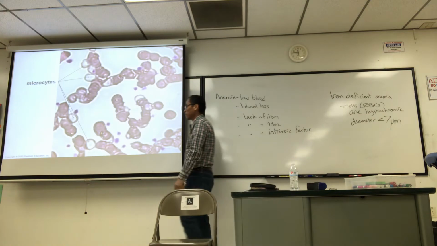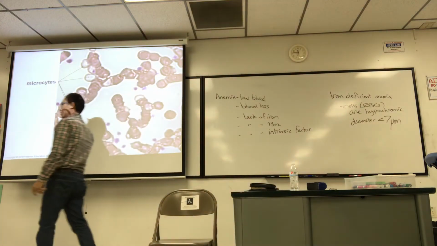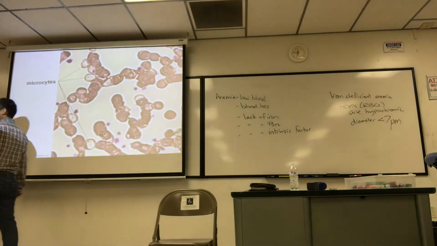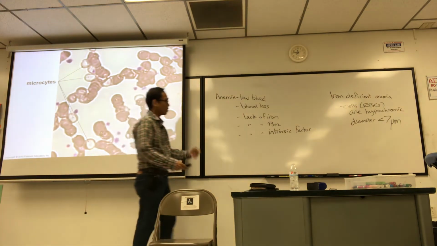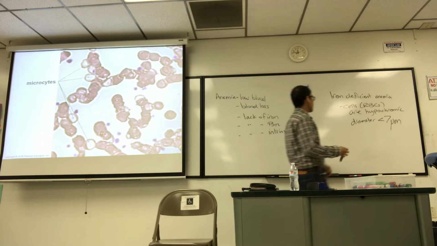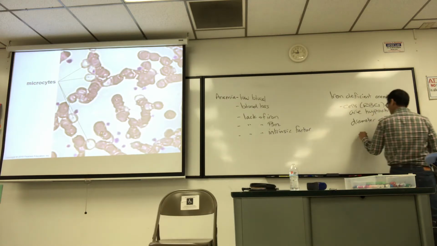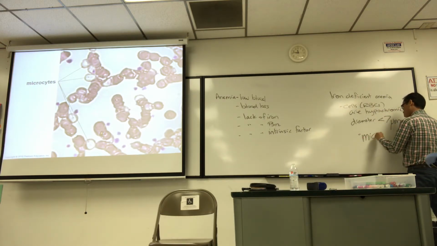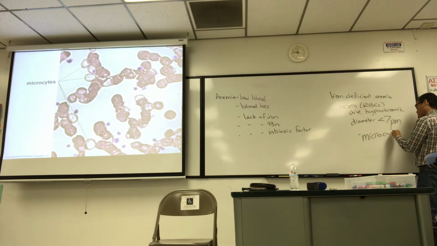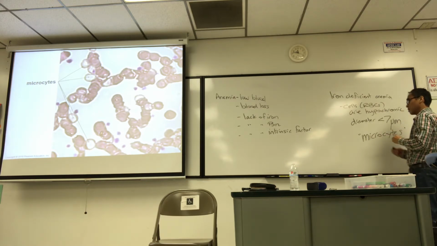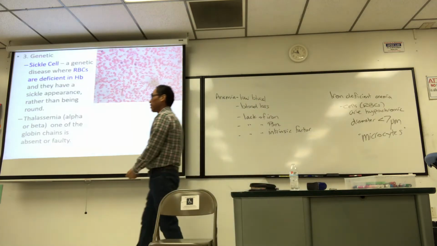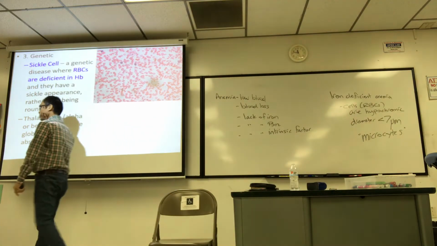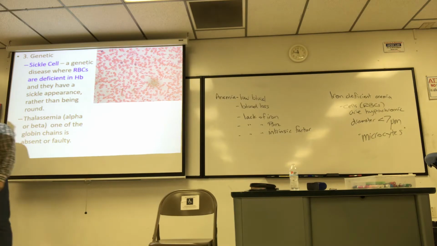Here's a picture I took from our set of slides, and I pointed to a few micro-sized. That's what you call cells that are, obviously, small, right? They're micro. So they're hypochromic, they're called quote-unquote micro. Small cells. There are some genetic forms that can be inherited.